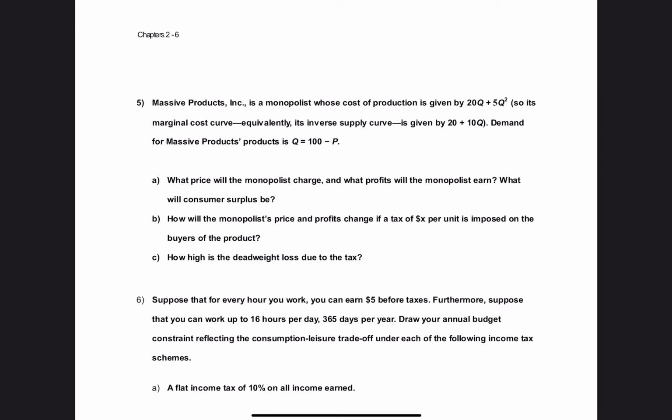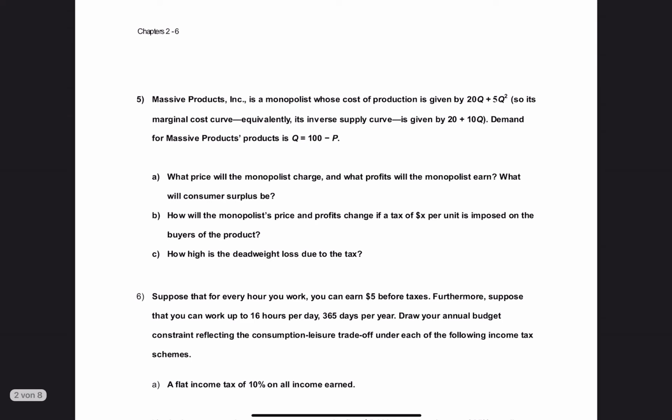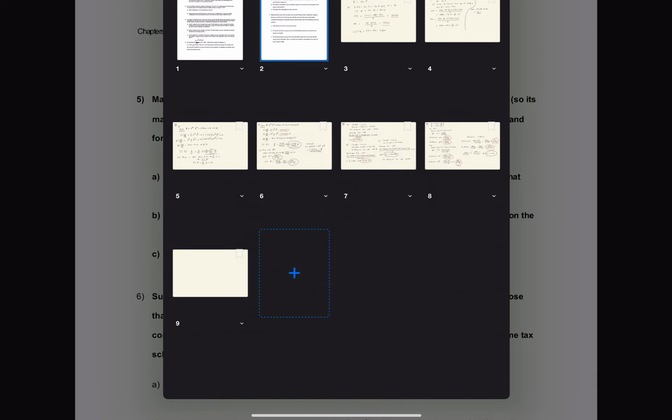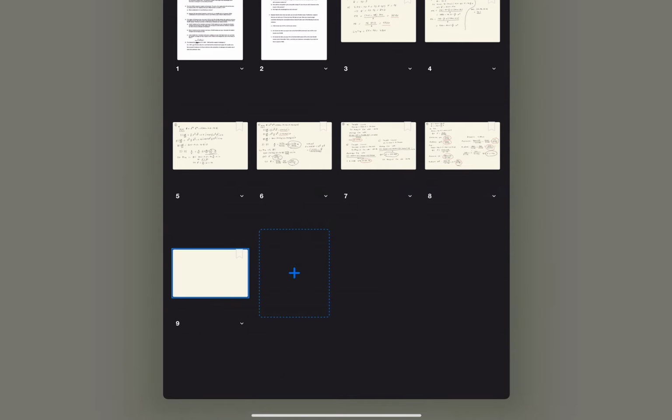In sub-exercise A, we are asked what price the monopolist will charge and what profits the monopolist will earn. What will consumer surplus be? Okay, let's start. We have a demand which is equal to 100 minus capital P. Therefore our inverse demand, so the price depending on the quantity, is equal to 100 minus Q.